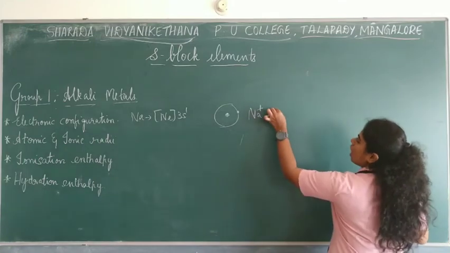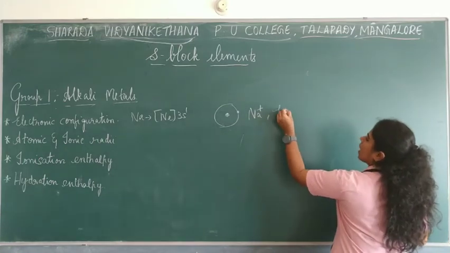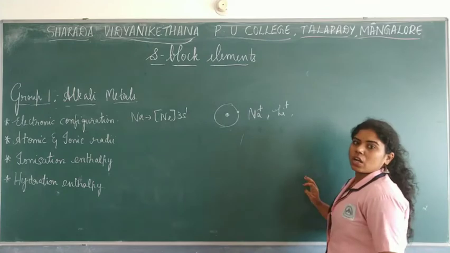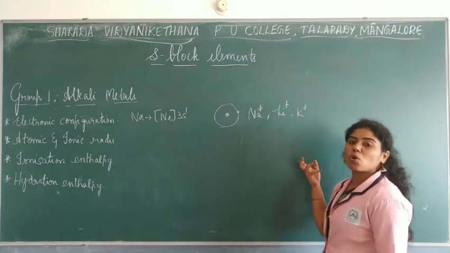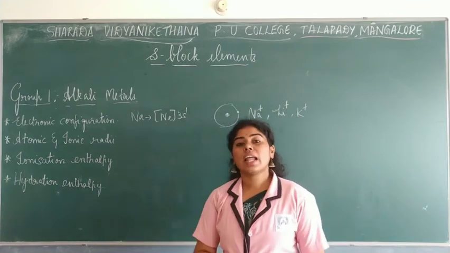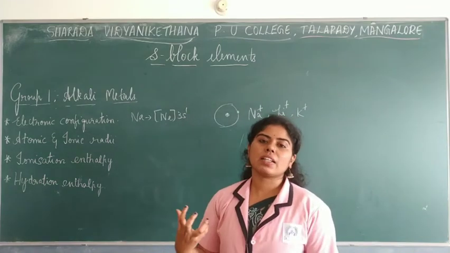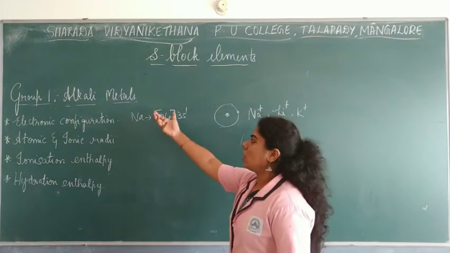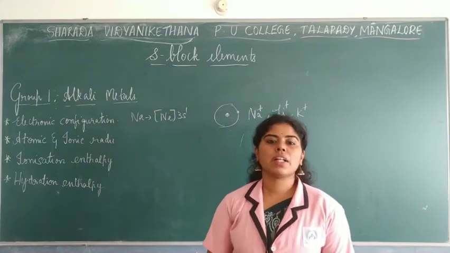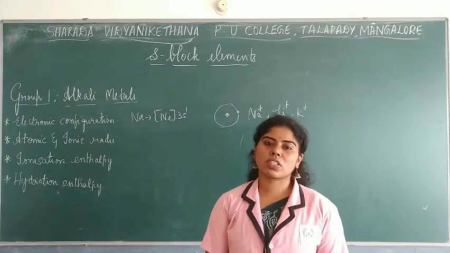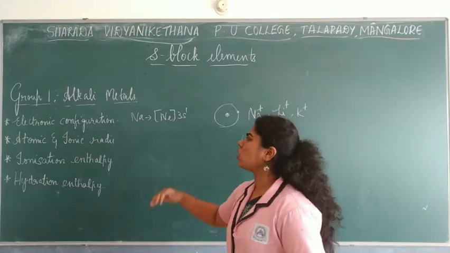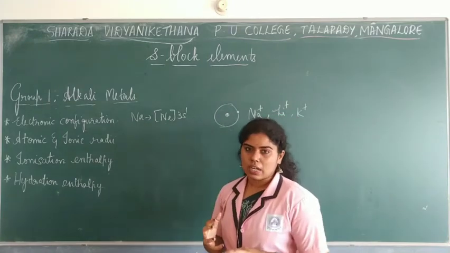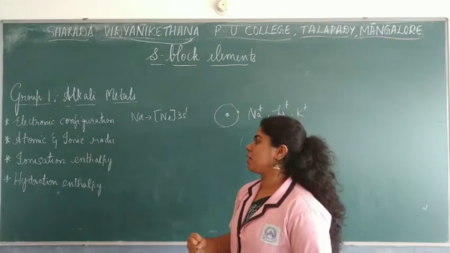In the same way, you have lithium, Li plus, and potassium, K plus. So in this way they form monopositive ions which are electropositive in nature, and these alkali group, that is group 1 elements, are nothing but metals. Electropositive means they are metals which try to lose electrons. That is what the electronic configuration gives us an idea about the alkali metals.